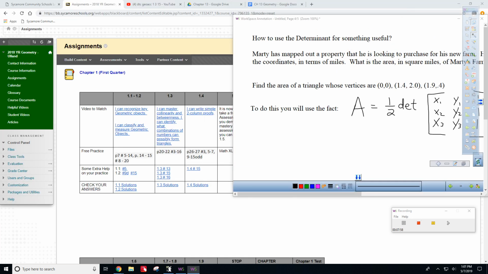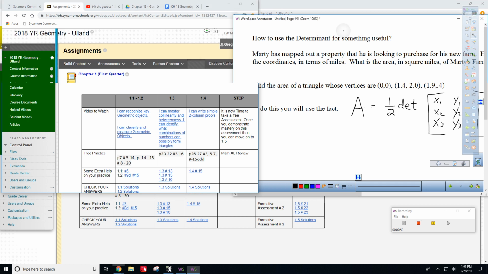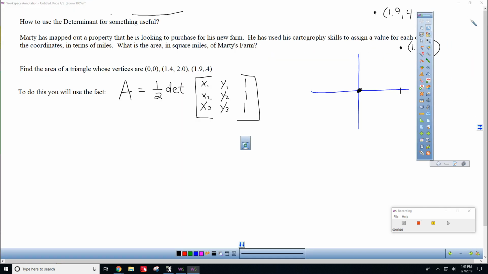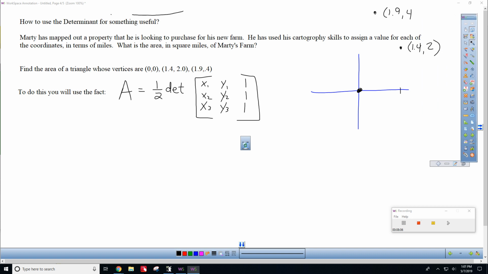And what we have is this triangular piece of property. And Marty wants to find the area of it. Okay, so granted, we could use the distance formula 3 times and the law of sines, and we could find the area of it. But this is just another way to do it. We're going to take half of the determinant bounded by these numbers.